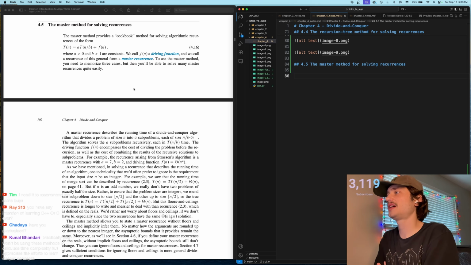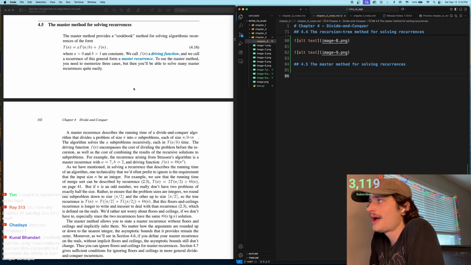The master method provides a cookbook method for solving algorithmic recurrences of the form T of n equals a times T of n over b plus f of n, where a is greater than 0 and b is greater than 1 are constants. We call f of n a driving function, and we call a recurrence of this general form a master recurrence. To use the master method, you need to memorize 3 cases, and then you'll be able to solve any master recurrences quite easily.